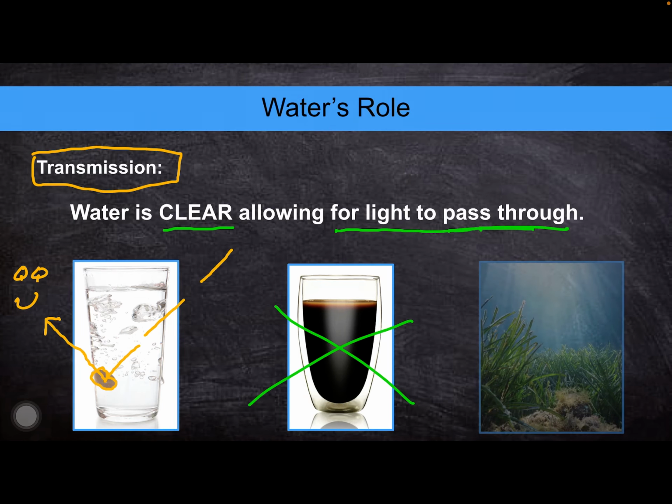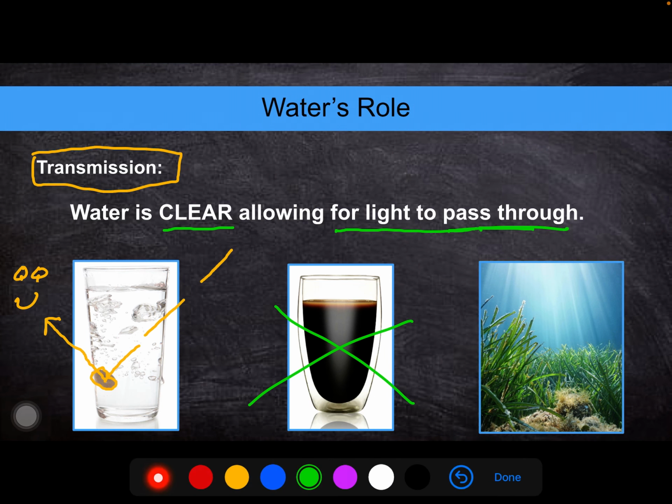And most importantly, how does that apply to aquatic plants? These plants are underneath some level of water, but yet they are thriving, right? They have enough life and energy to live underneath all this water in a very different environment than something on the surface. This idea of transmission makes it possible for those plants to thrive underwater because the water's clear. Just like here, the light is able to pass through to reach the objects at the bottom. Same thing is happening here.